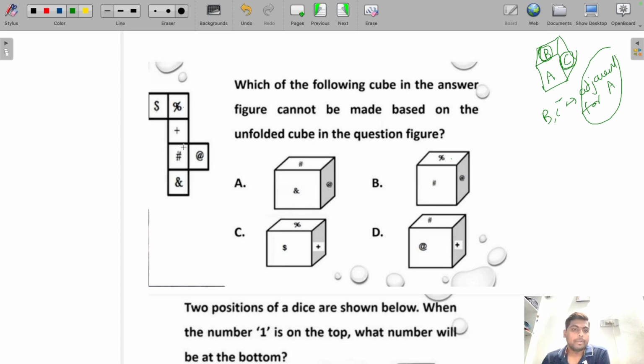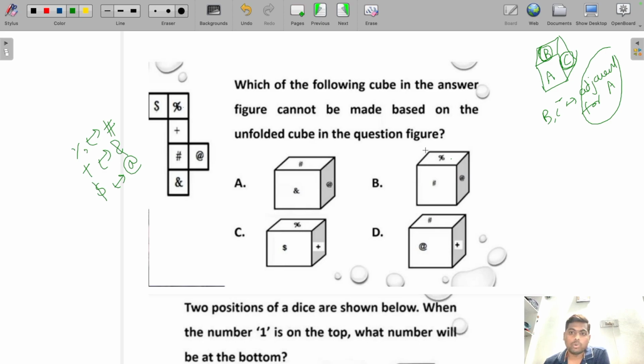Coming to the question, what you need to do is try to find out the opposite faces for this open cube. For percentage, what will be the opposite? Hash will be opposite, because one gap should be there. And for plus, what will be the opposite? Ampersand. And for the remaining, dollar, the at the rate will be the opposite. Now if you see the options, for percentage the opposite will be hash only.